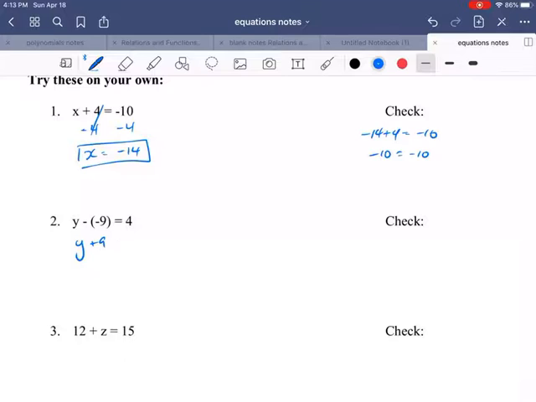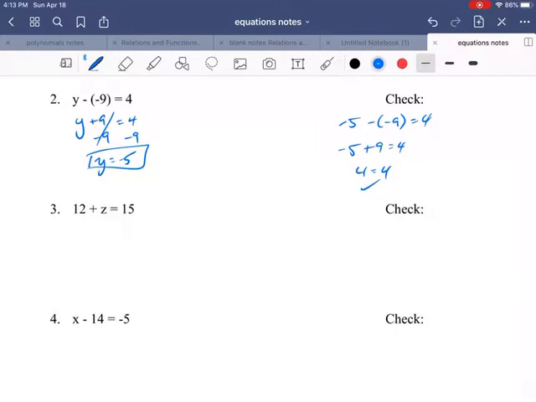This really is y plus 9 equals 4. So if you subtract 9, y equals negative 5. So negative 5 minus a negative 9 is really negative 5 plus 9, and that works out. Here we have 12, so we need to subtract 12. And we're going to get z is equal to 3. And if we do our check, that works.